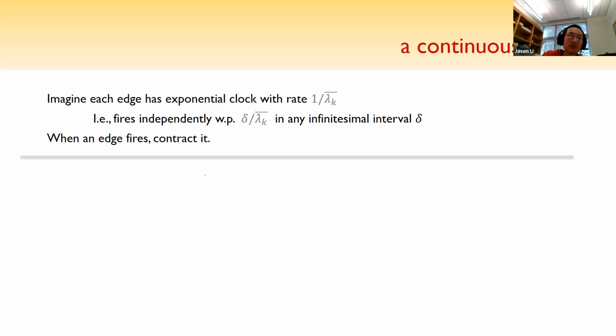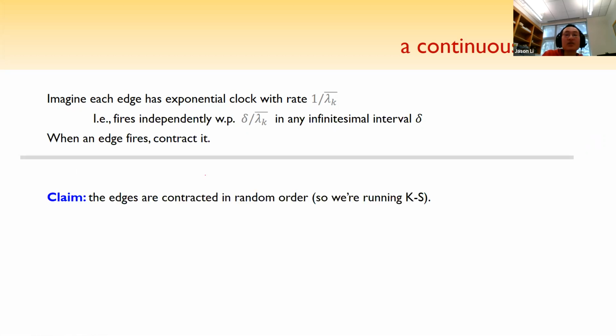So this is nice in two ways. First, if delta is small enough, then we should not have any ties, in the sense that it should not be the case that two edges contract at the same time. So there's an ordering of the edges, which edges get contracted in what order. And this will be a random order due to the independence. So essentially, we're just running Karger-Stein, in that the next edge that we contract is always going to be uniformly random.